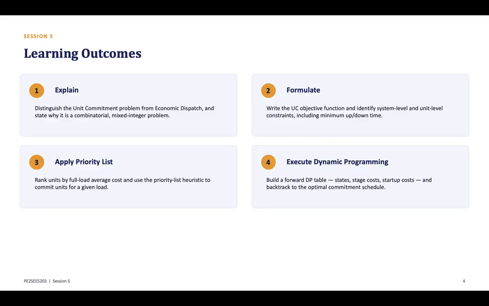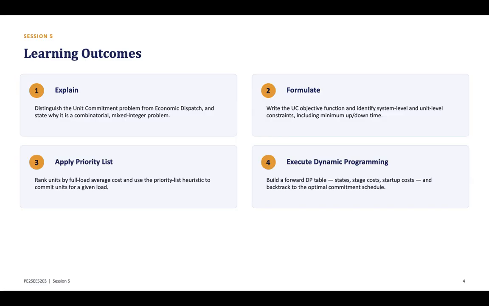Okay. So, when we look into the learning outcomes, they are described in four levels. The first is the conceptual: commitment must be clearly distinguished from economic dispatch. The second is the mathematical: the objective function and the constraints must be interpreted in terms of real power systems operations. The third is the procedural, that is the priority list heuristic must be applied correctly. The fourth is the algorithm: the dynamic programming recursion must be used to construct and recover an optimal schedule.